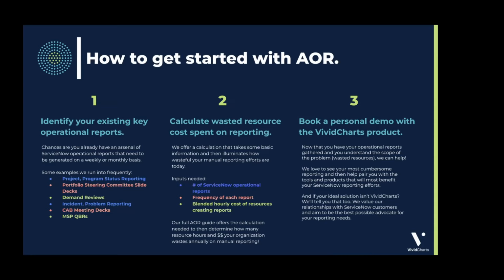So move from a less mature state to every single month, we know exactly what we're getting out of the system for our process areas. So project and program status reporting, steering committee updates for portfolio decks, demand reviews, incident and problem root cause analysis reporting, CAB meetings, sending the agenda out, recaps from those. And for our managed service providers out there, you're providing monthly and quarterly reports back to your customers that show what you're delivering for them on a monthly and quarterly basis, right? So identify what are the key operational reports and how are we producing them today, right?